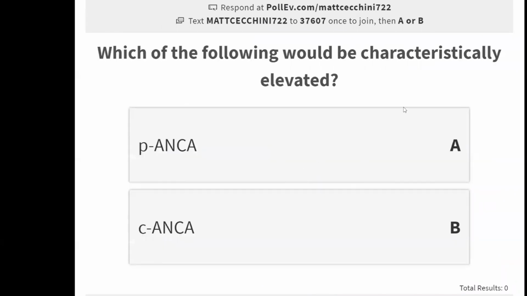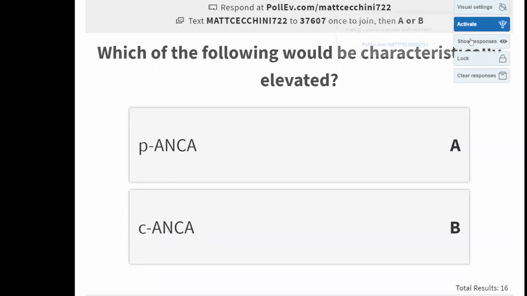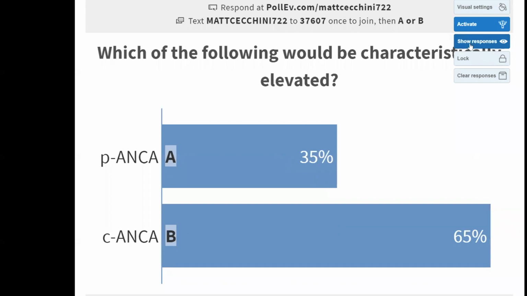So if the patient underwent serological testing, which of the following would be characteristically elevated? Is it A, P ANCA, or is it B, C ANCA? Great job. So that is in fact the answer. C ANCA would be positive in GPA.